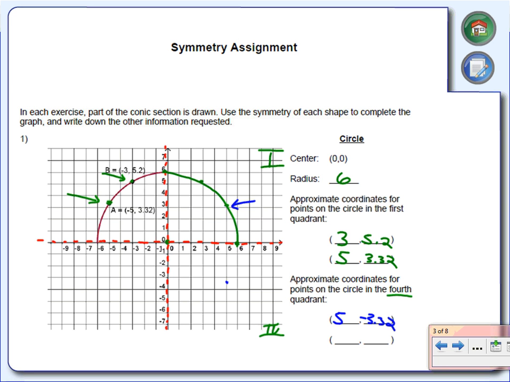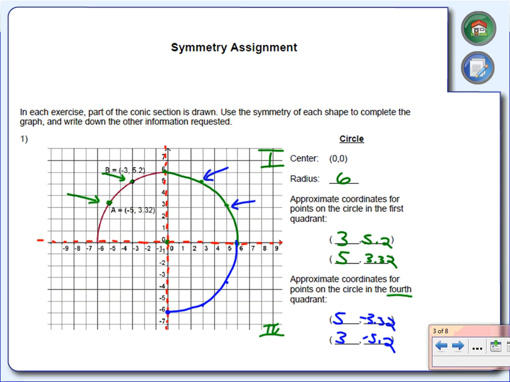Now let's find the one that's across the y-axis from this point. Where exactly would that one fall? Remember, that ordered pair we said was 3, 5.2, so it's 3, negative 5.2. So go ahead and find that one. That was 3, negative 5.2. Looks like it's about right here. And of course, don't forget, we did say the radius was 6. So from the center, if I go 6 units, that would give me another dot right there. And of course, now I can connect all of these dots.